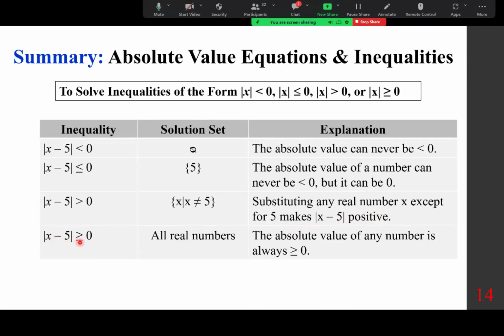Absolute value of x minus 5 greater than or equal to 0. Because we have the equality, any real number you pick is either 0 or greater than 0. So the absolute value of any number is always greater than or equal to 0. So this is the synopsis that would be helpful. So I hope everybody's fine with that. And we are going to move on.